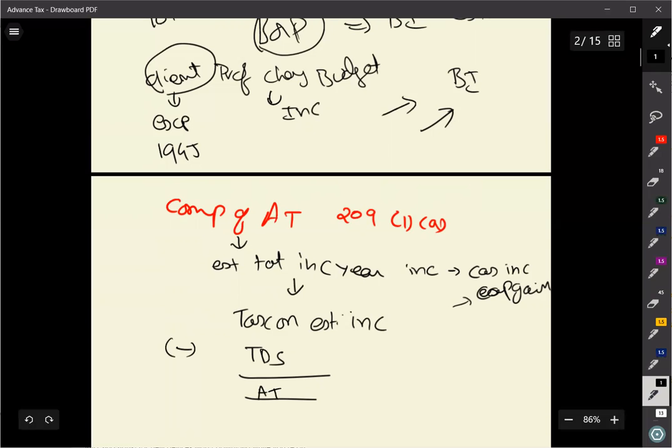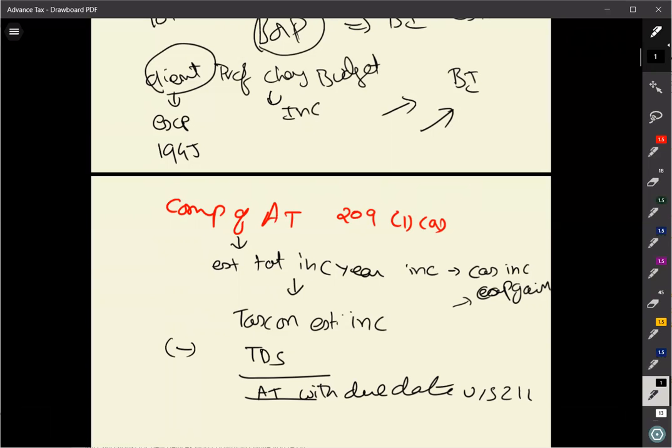So this balance I need to pay as advance tax within the due dates mentioned under section 211. Section 211 gives you a list of dates, and within those dates you are supposed to make payment of advance tax. If you are not paying within the due date, interest under section 234B and interest under section 234C will apply, as specified under section 211.